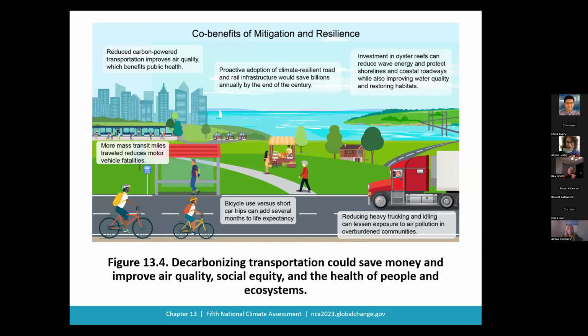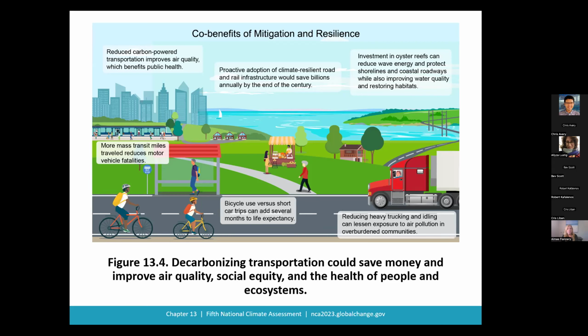In this image, there are some investments that are characterized. For example, the idea that improvement in mass transit can reduce potential motor vehicle fatalities. The idea that you could invest in things like oyster reefs could reduce wave action, which would improve the resiliency of our coastal transportation facilities and protect the shoreline, but also improve water quality and restore habitats that may have been disrupted over time.